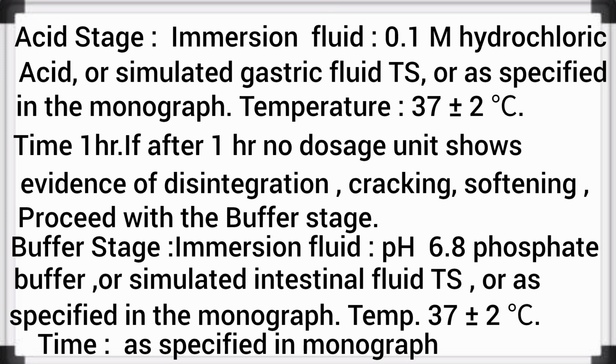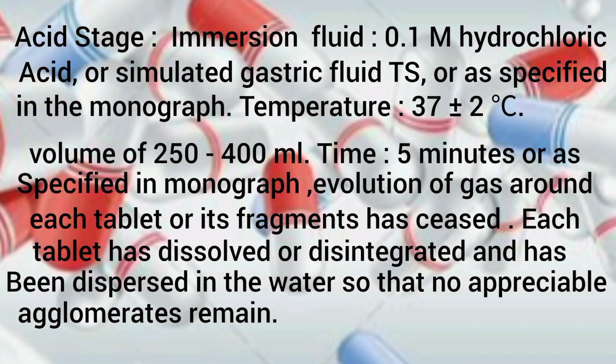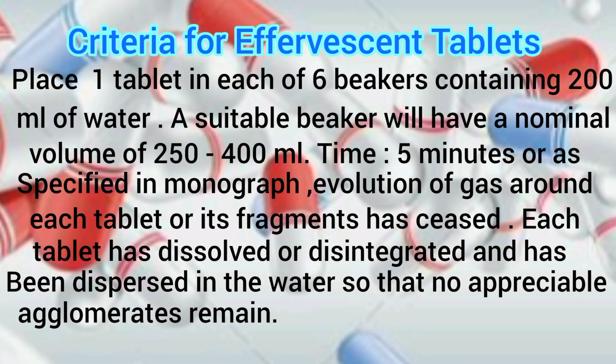Buffer stage: immersion fluid, pH 6.8 phosphate buffer, or simulated intestinal fluid as specified in the monograph. Temperature: 37 plus or minus 2 degrees Celsius. Time, as specified in the monograph. Criteria for effervescent tablets: place one tablet in each of 6 beakers containing 200 milliliters of water.